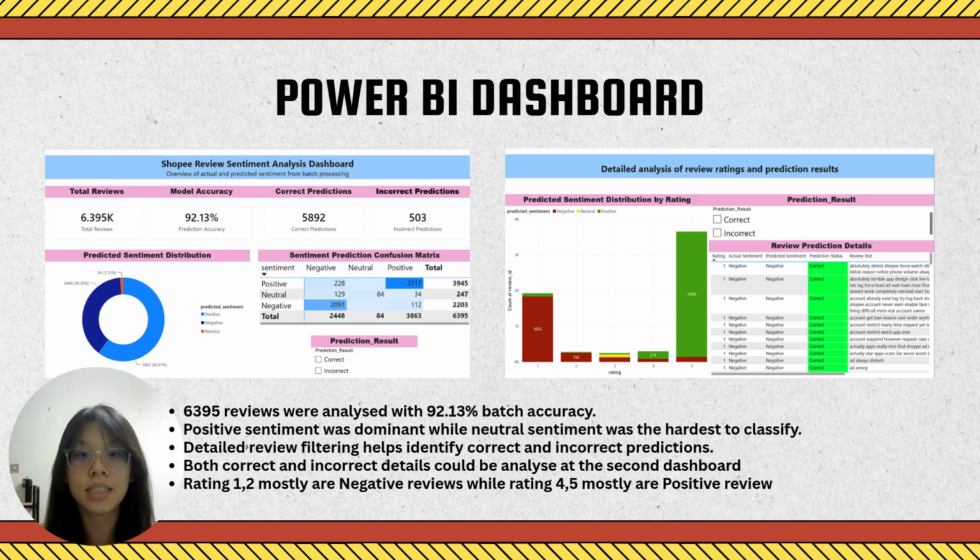Now this slide presents the batch processing analysis using Power BI. A total of 6,395 Shopee reviews were analyzed, and the model achieved about 92% accuracy with about 5,000 correct predictions. Based on the donut chart, positive sentiment was the largest category, while neutral sentiment was the most difficult to classify, with only about 1%. The second dashboard allows end users to filter the correct and incorrect predictions, and it also lets them inspect the individual review details if they need to.